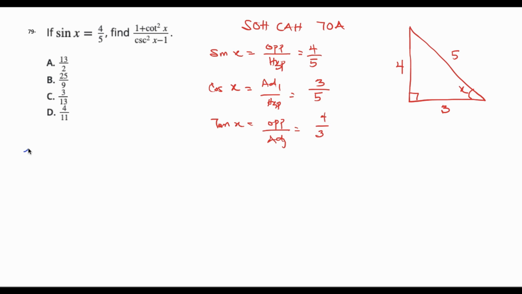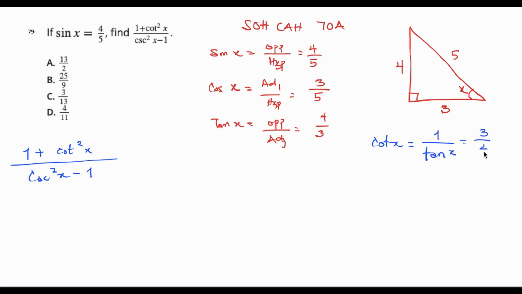So now we're requested to evaluate 1 plus cot square x divided by cosec square x minus 1. So first, let's start with cot square x. What is cot x? Now cot x is the same as 1 over tangent x. And here we know that the tan x is equal to 4 over 3. So 1 over tan x is going to be simply 3 over 4. So we know what our cot x is. So this is simply going to be 1 plus cot square x is 3 over 4 squared.